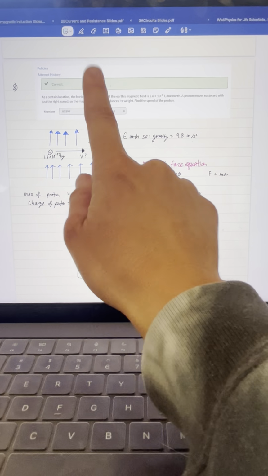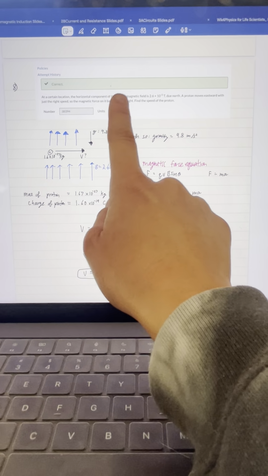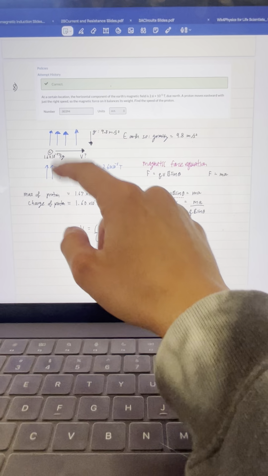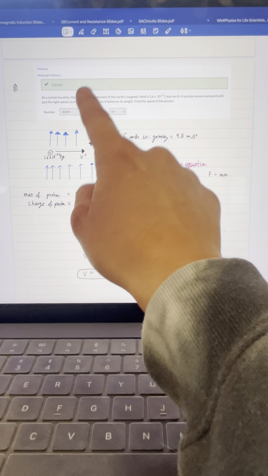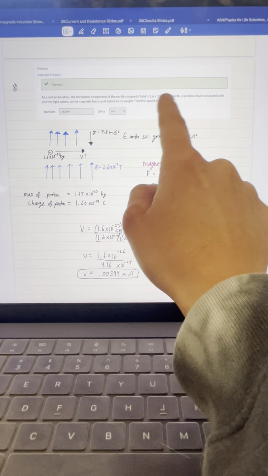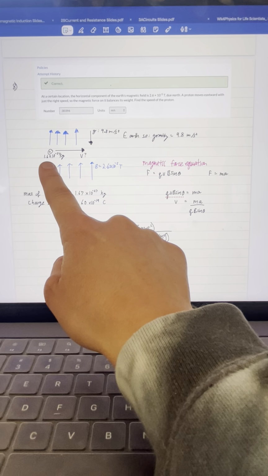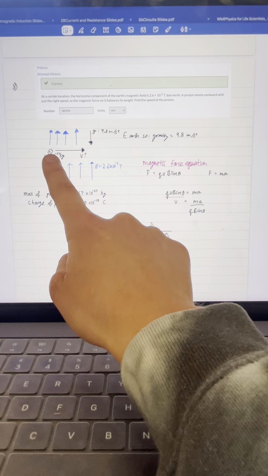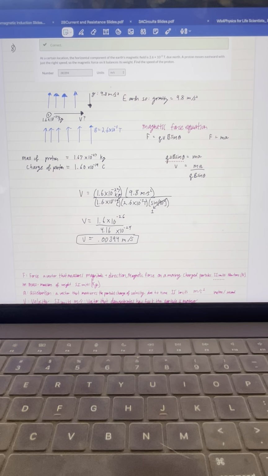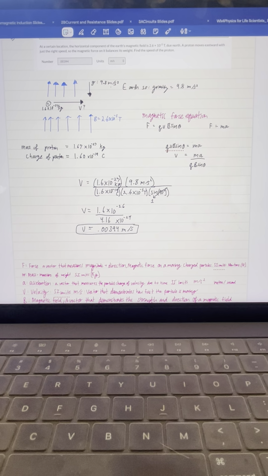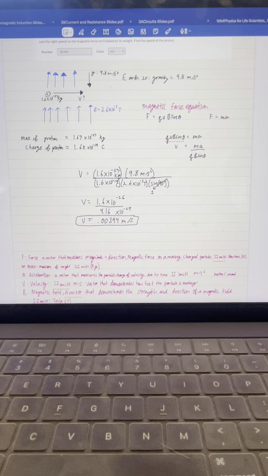So my image demonstrates that the magnetic field is due north, so our magnetic field is going north. And then a proton moves eastward with just the right speed so that the magnetic force on it balances its weight. So that means our proton is moving to the right, which does make sense with our rules of protons moving.